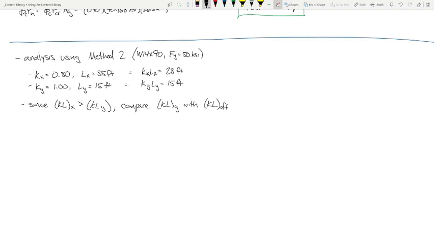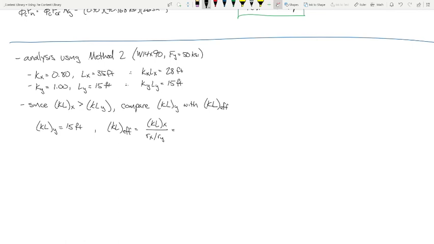Now, KLy, we already know that. That's 15 feet, okay? So KLy is 15 feet. But KL effective is, we're going to take KLx and divide it by this ratio. The reason we're doing that is so that when we compare these two, we're comparing apples to apples. Remember, last time we set the KL over r in the x-axis equal to the KL over r in the y-axis and solved, and that's how we got that.